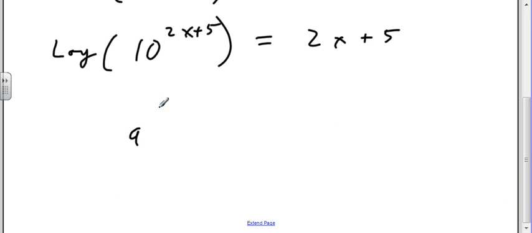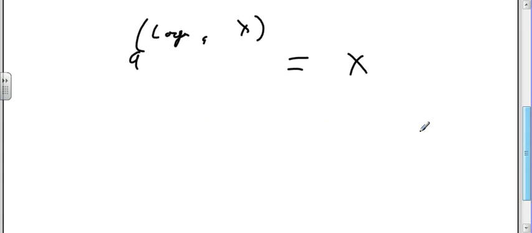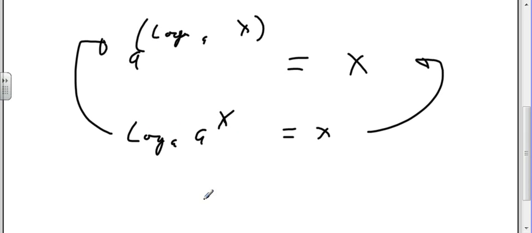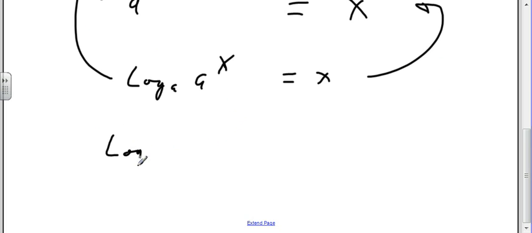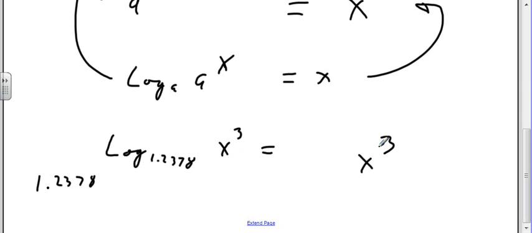And a to the log base A of x is going to be x. And there's not much difference between that and if I take log base A of a to the x is equal to x. So those two things are about the same in what they're trying to tell us. So if I'm solving a problem that says log base 1.2378 of x cubed, then I could say, well, I'm just going to raise this to the 1.2378 power, and I'm going to end up with x cubed. It allows me to drop my logs or get my logs back or whatever it is.